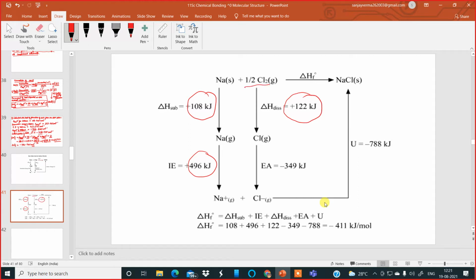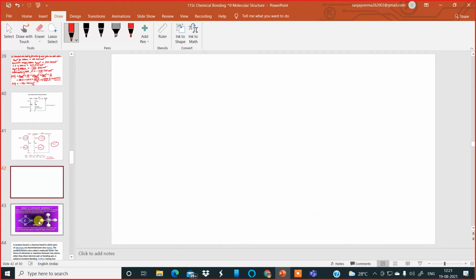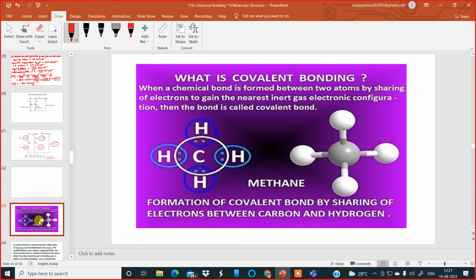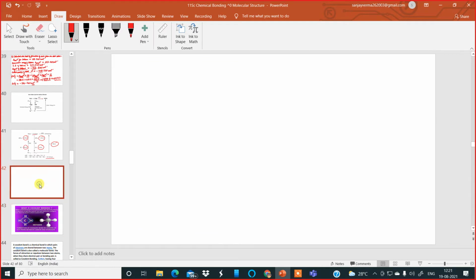And after that, electron affinity is given as minus 349 over here. And then lattice energy is given as minus 788. So just put the value directly, and you'll get the answer for this: minus 411 kilojoules per mole. So that is how you solve a problem based on the Born-Haber cycle and its formula for the calculation of heat of formation.